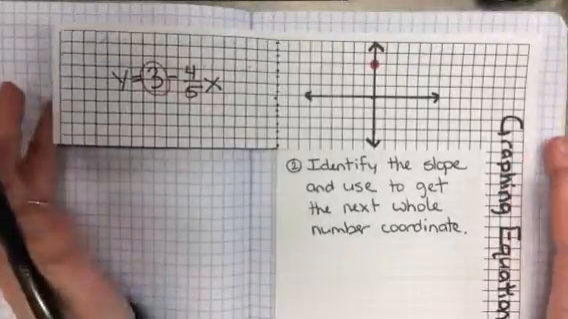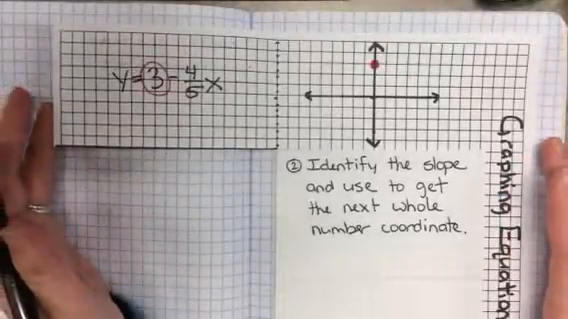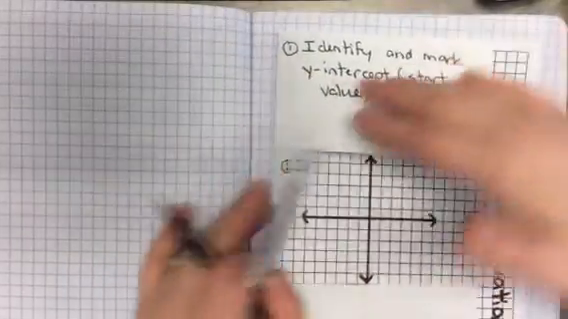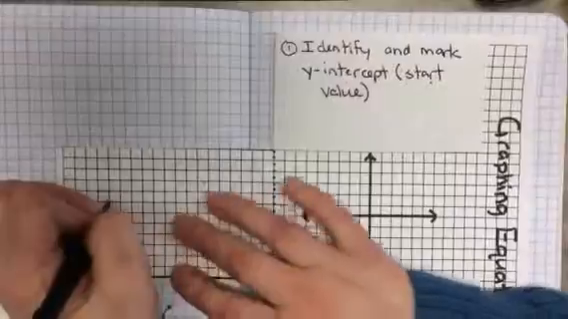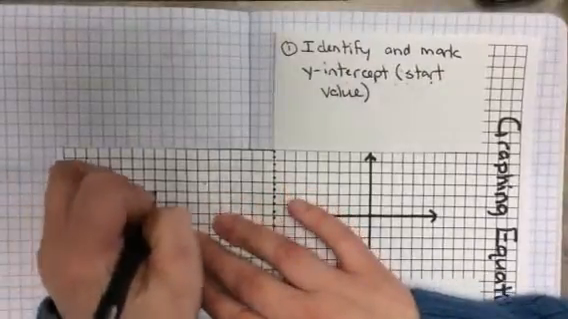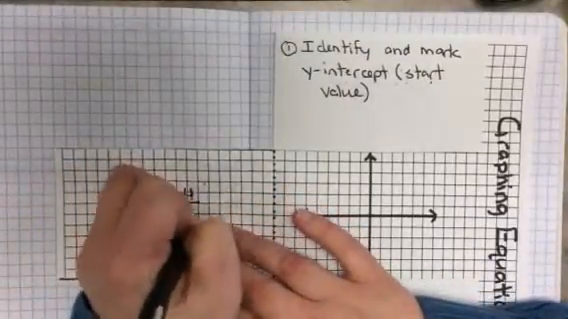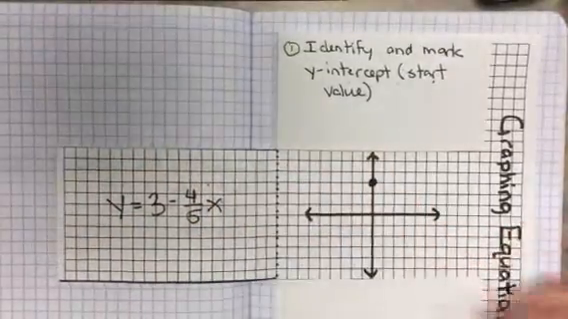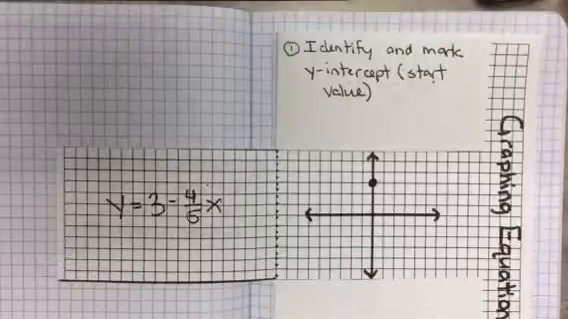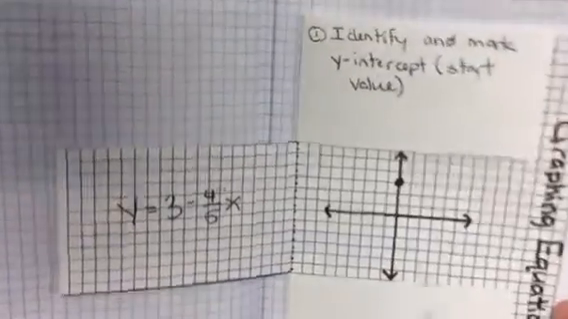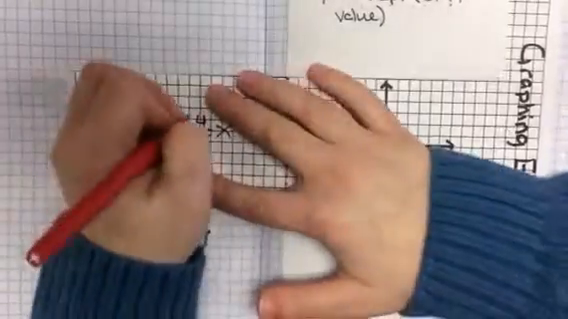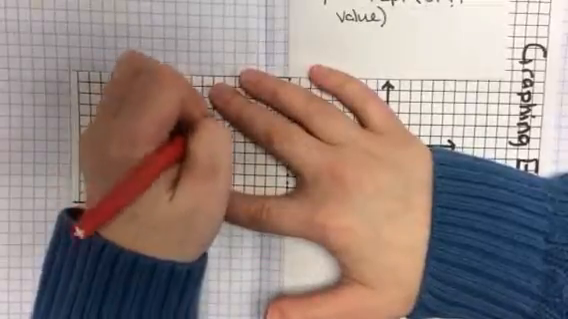Can I close our first flap? Open our second flap. So it's still the same equation. I'm going to rewrite it over here. And we already marked the y-intercept. That's where we left off the last step. The next step is going to be to identify the slope. So my y-intercept is 3. What's my slope? Exactly, -4/5. So I'm going to circle it just to identify it.